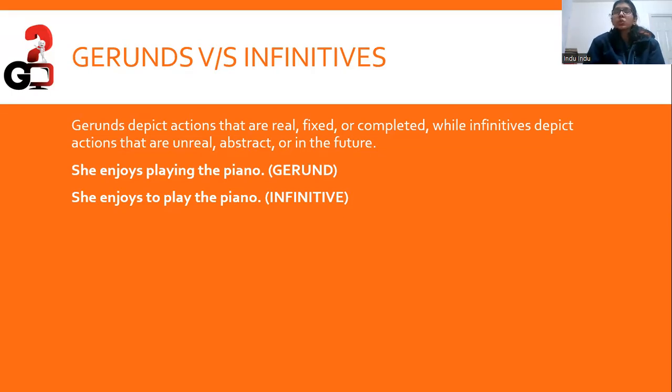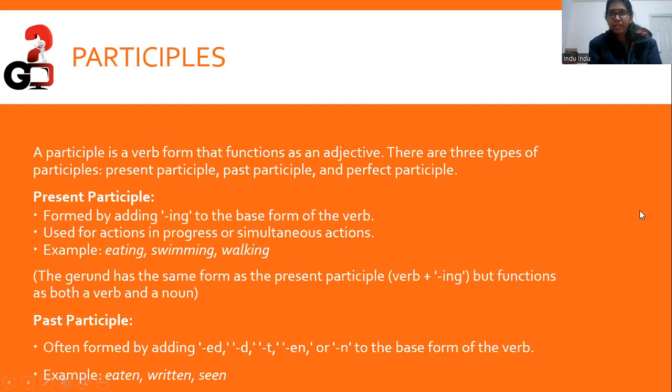She enjoys to play the piano, right? It's not happening currently. It's not fixed. It's not completed. It is abstract. It's in the future. It's just something unreal. It's talking about what she enjoys. So that is how you distinguish between gerunds and infinitives.